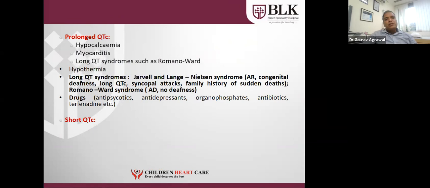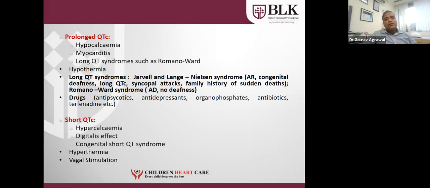Prolonged QTc causes, most common is hypocalcemia, hypomagnesemia, myocarditis, and long QT syndromes like Romano-Ward and Jervell and Lange-Nielsen syndrome. Short QTc generally we see in hypercalcemia and digitalis effects and congenital short QT syndrome.